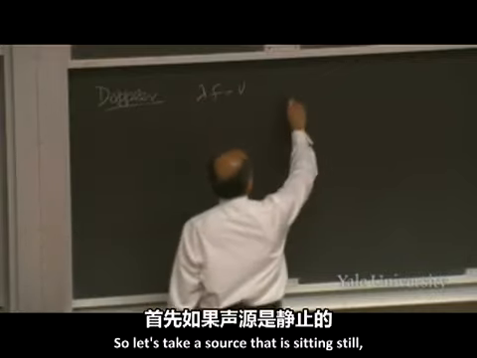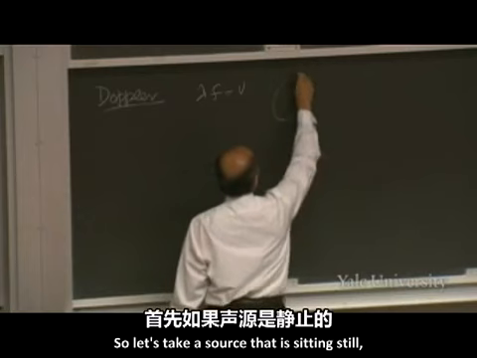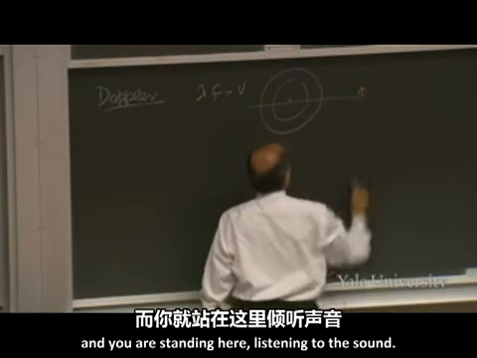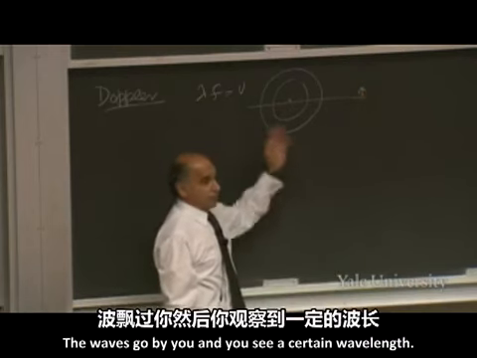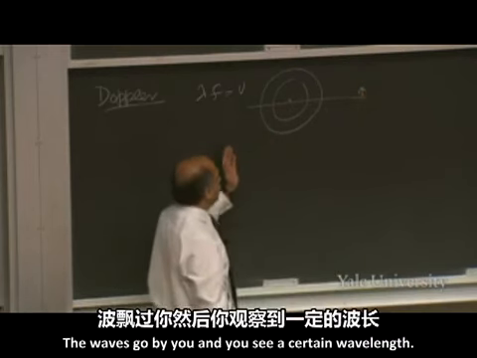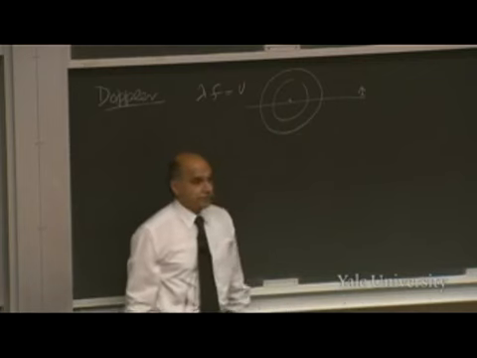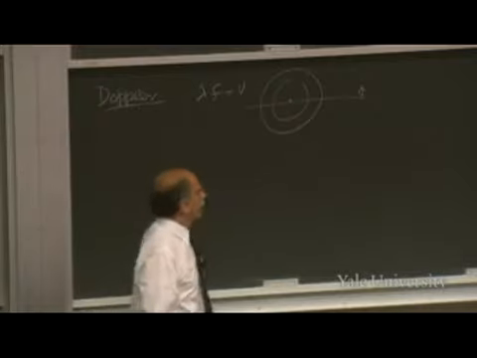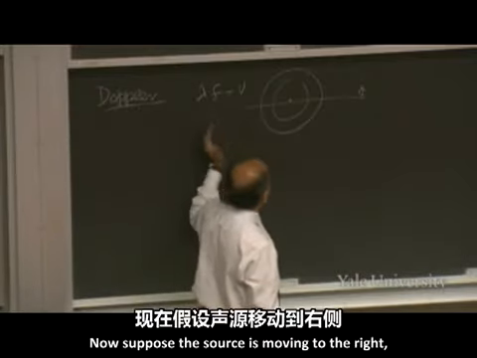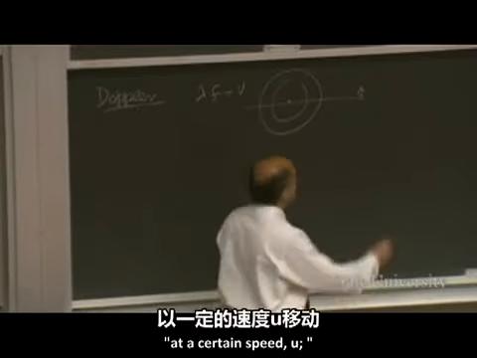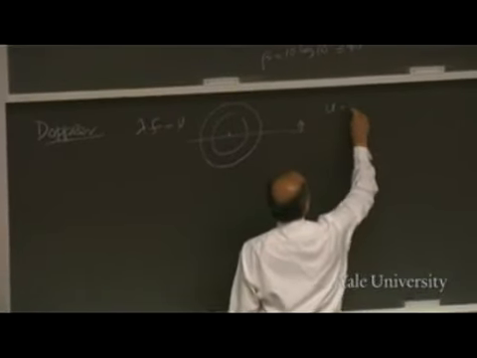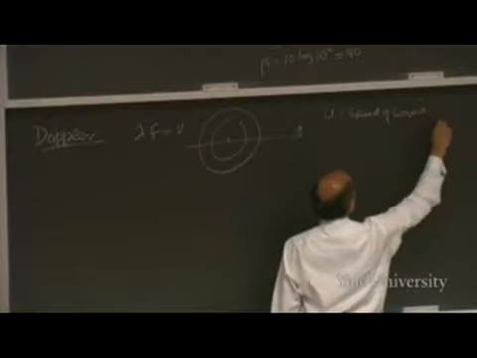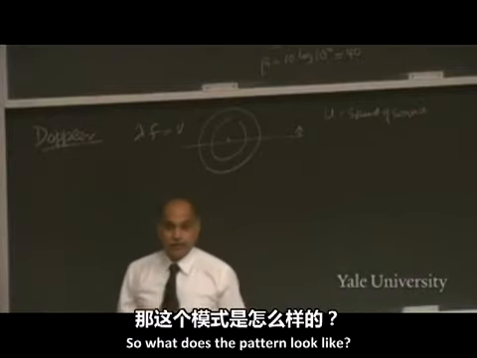So let's take a source that is sitting still, and you are standing here listening to the sound. The waves go by you, and you see a certain wavelength. That's the distance from one crest to the next. Now suppose this source is moving to the right at a certain speed, u. u is the speed of the source. So what does the pattern look like?